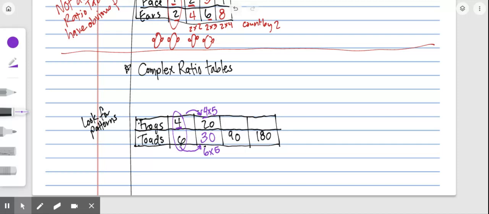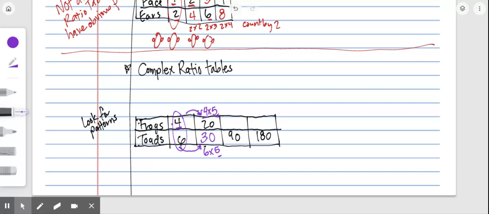Now again, I know that it's a little bit complex, but here's what I did. I took the frog number in the first ratio, and I saw that there was a pattern to get to 20. I know that 4 times 5 is 20, which means I can take the denominator, or the bottom number, the toads, and also multiply it by 5 to get the number that should go there. Because in ratio tables, everything is proportional. Each number comes from the previous one somehow. You just have to find that pattern.